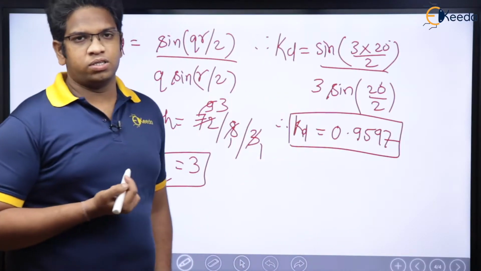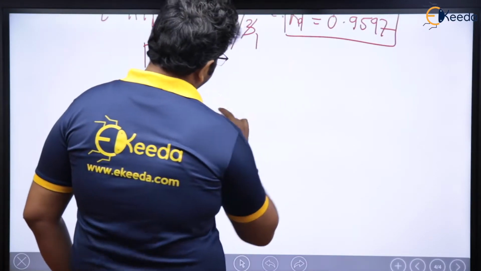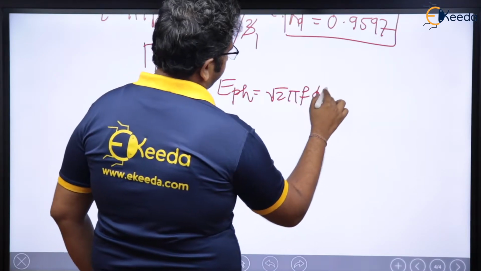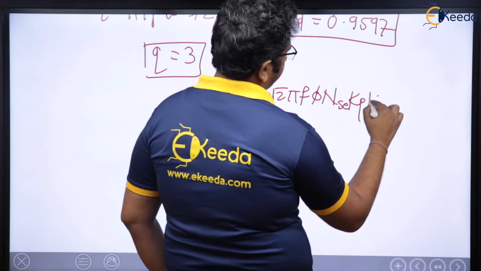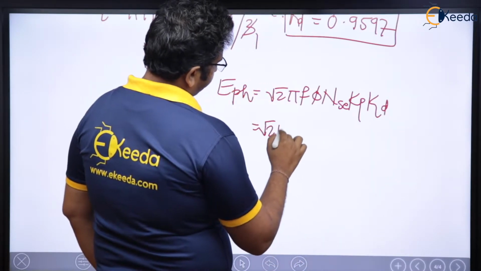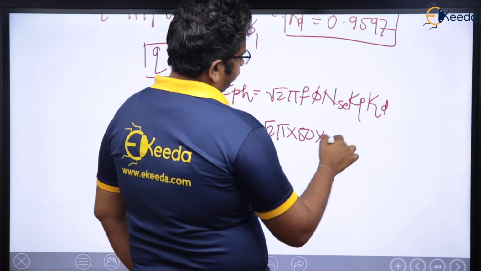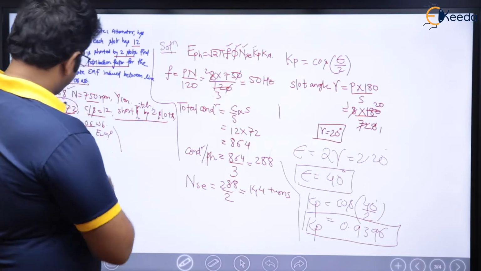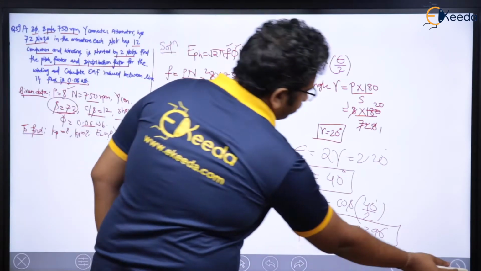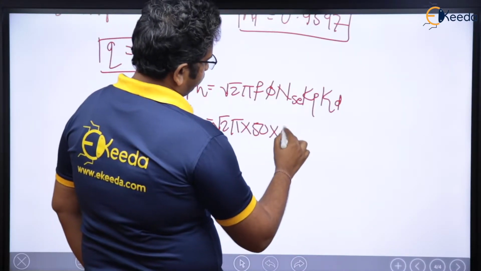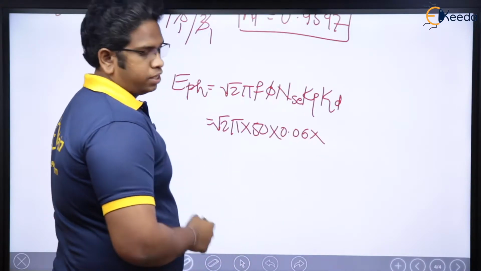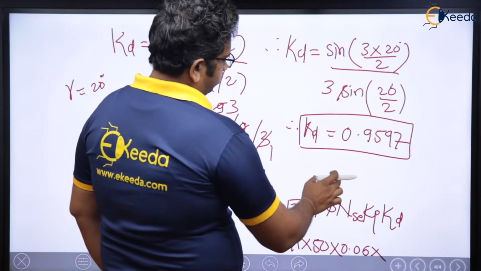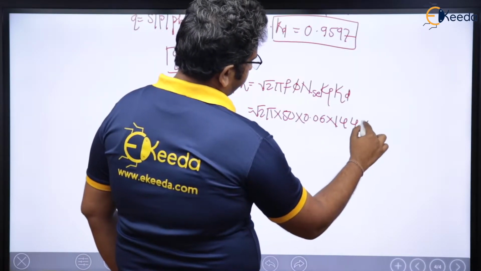Now we have got all the values, right? What is Eph? Eph is going to be root 2 pi f phi Nse Kp Kd. Root 2 pi, multiplied by f. F was 50. Flux given is 0.06 Weber. So let me write 0.06 Weber multiplied by Nse. Nse is 144 turns, multiplied by Kp.